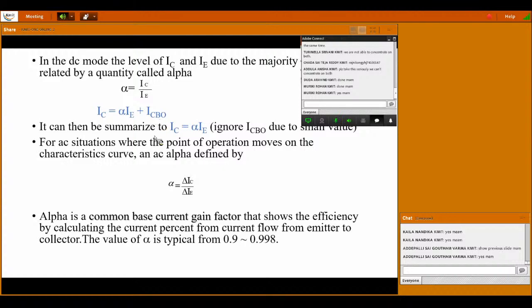As IC and IE are nearly equal, in the output characteristics we have shown that if IE is 0 milliamp, then IC is 0 milliamp. If it is 2 milliamp, then we have 2 milliamps, and likewise for 4. The typical values of current gain of common base, alpha, are in the range of 0.95 to 0.99.